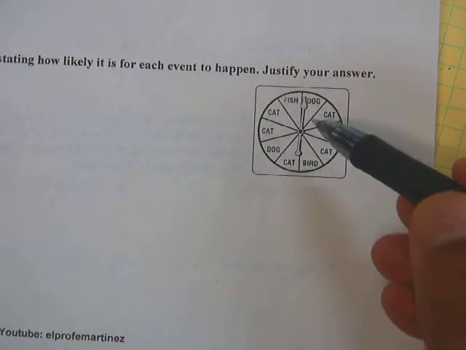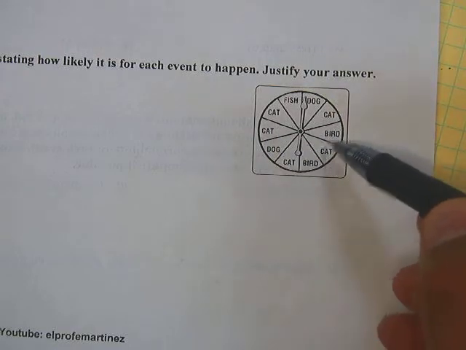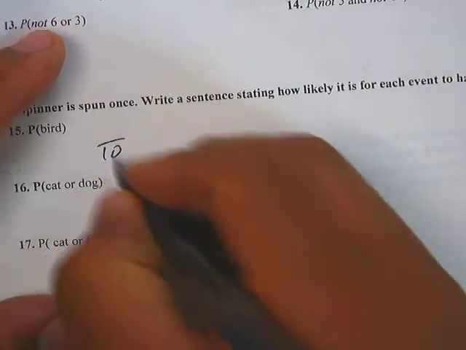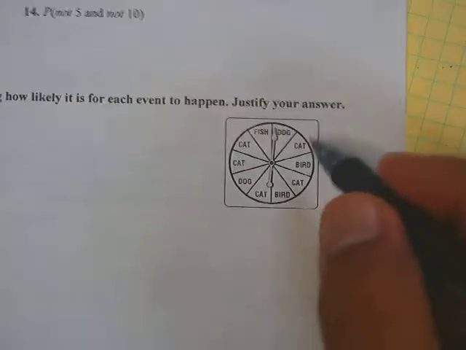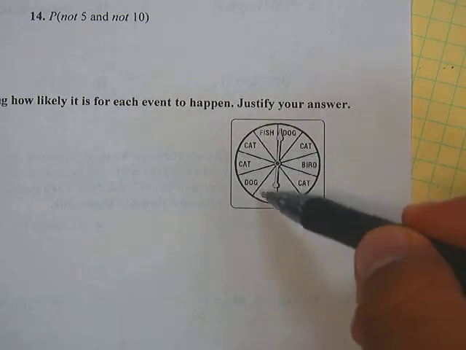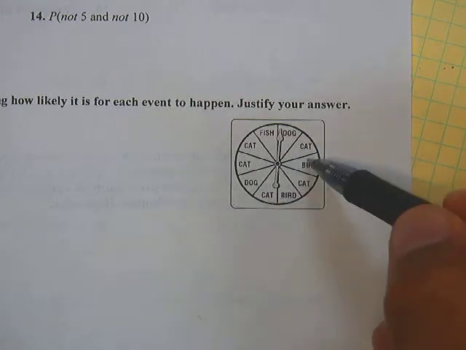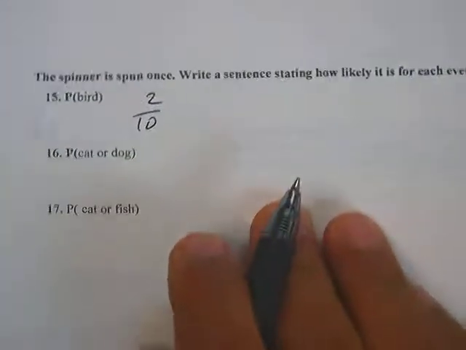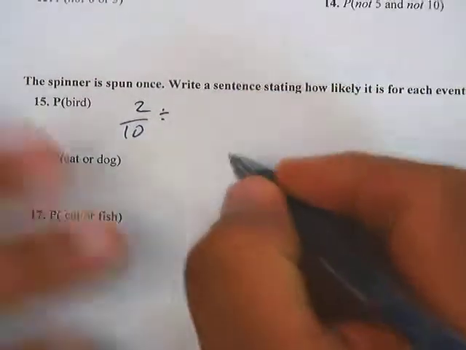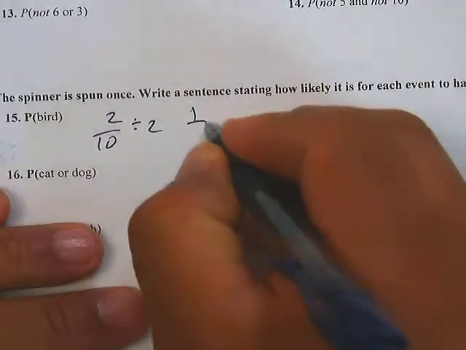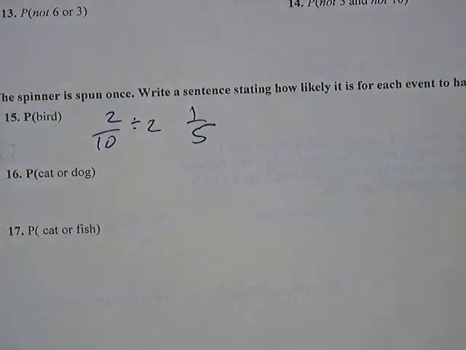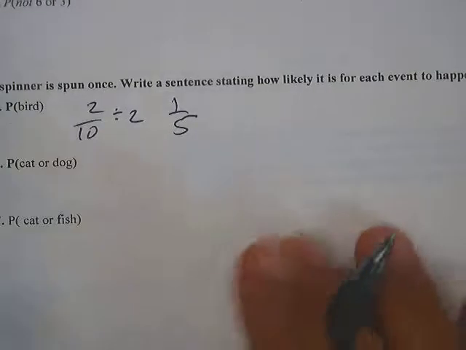The last 3 here, the probability of getting a bird. So I look there, okay, first count how many options you have. 1, 2, 3, 4, 5, 6, 7, 8, 9, 10. There's 10 options. How many are bird? Well, I look there. 1, 2. There's only 2 options that are bird, so I'm going to put there, okay, 2 out of 10. And I'm going to simplify that by 2, because that's what you can simplify by. And so you get 1 over 5.